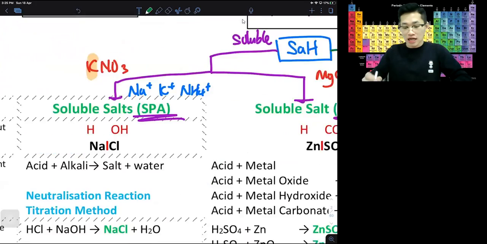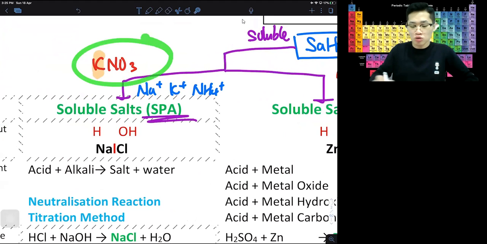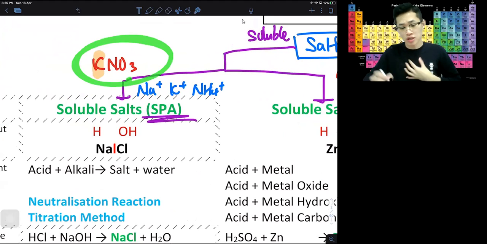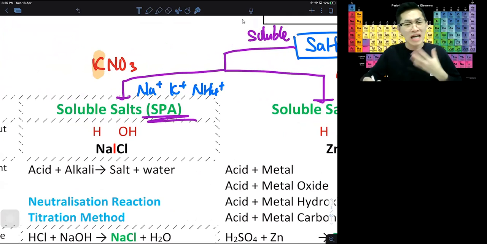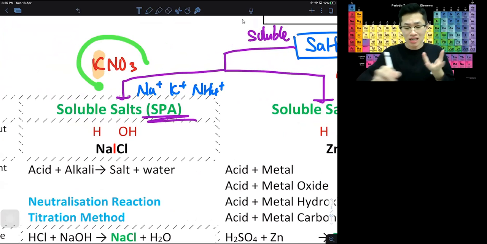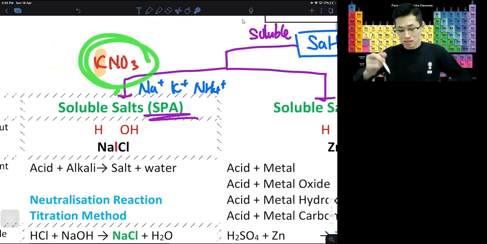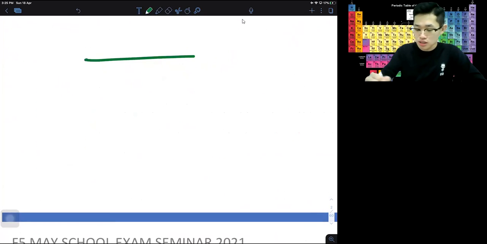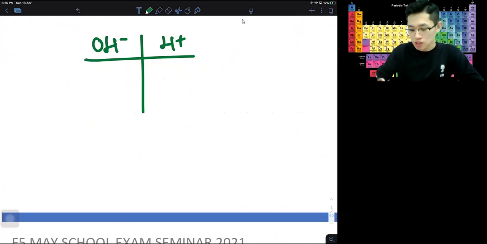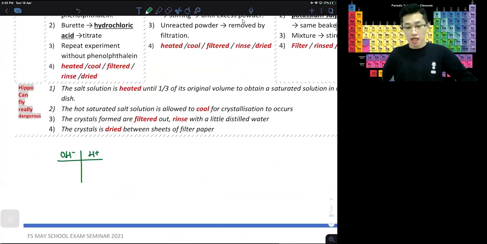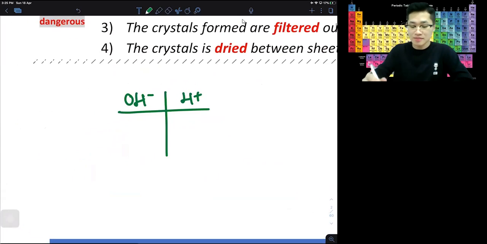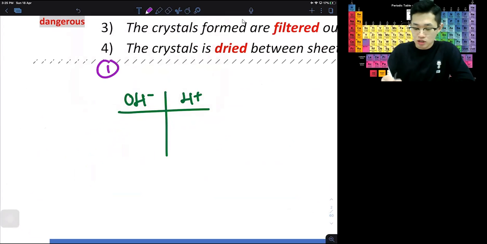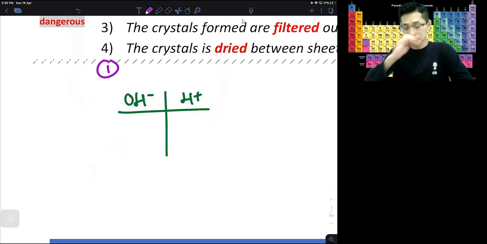So how to do? See, first one, KNO3. When I want to make KNO3, what are the ingredients needed? What are the reactants needed? You do know, right? So we come to the bottom. We draw a cross and we write OH and H. This is the first method, soluble SPA.